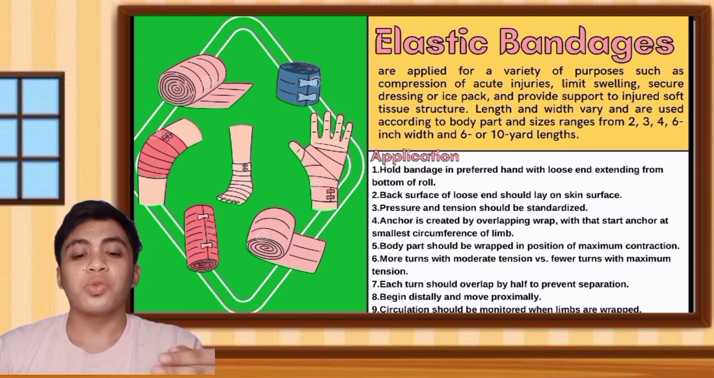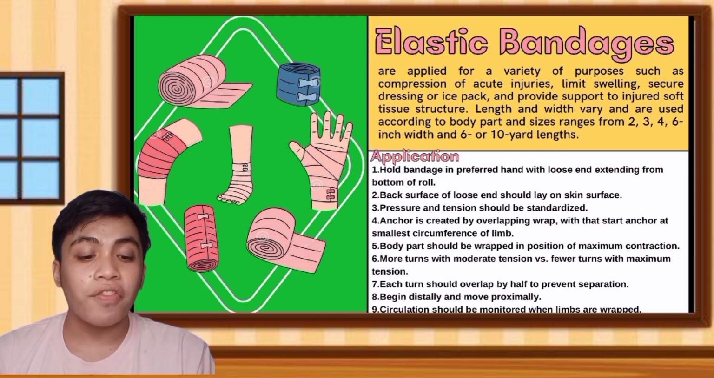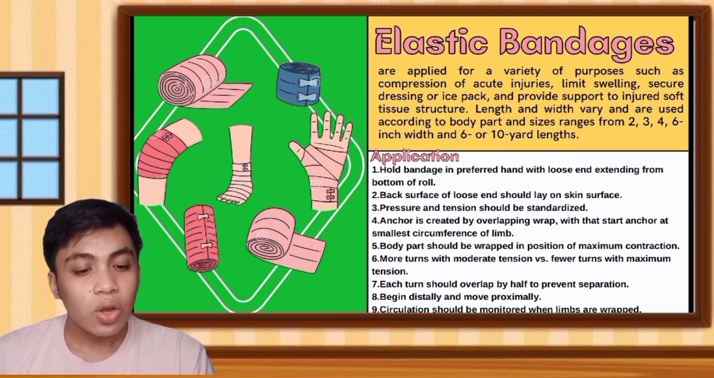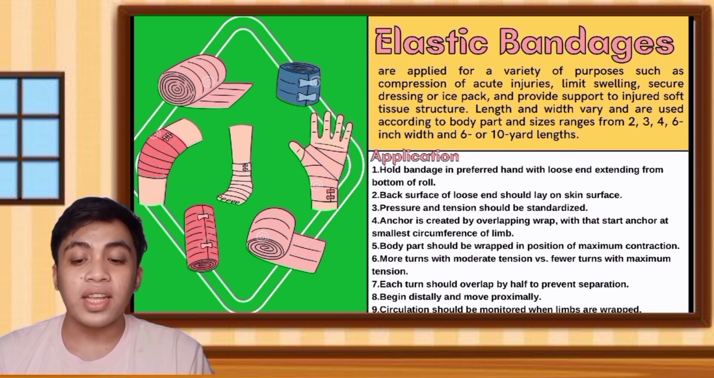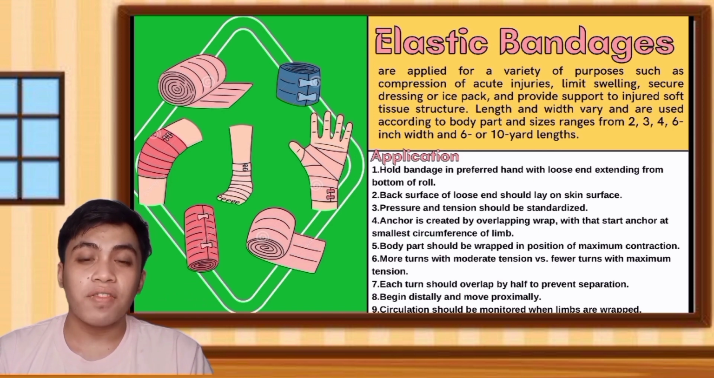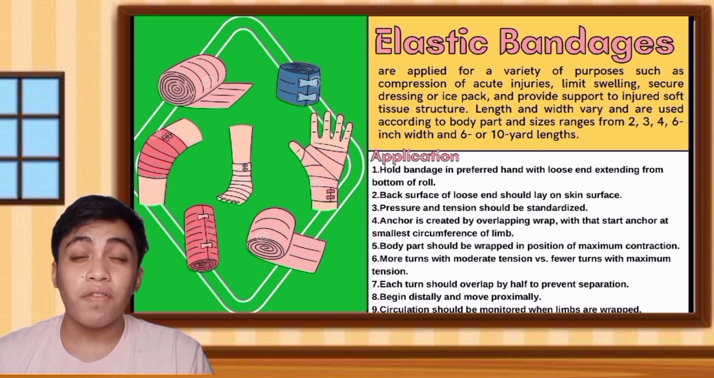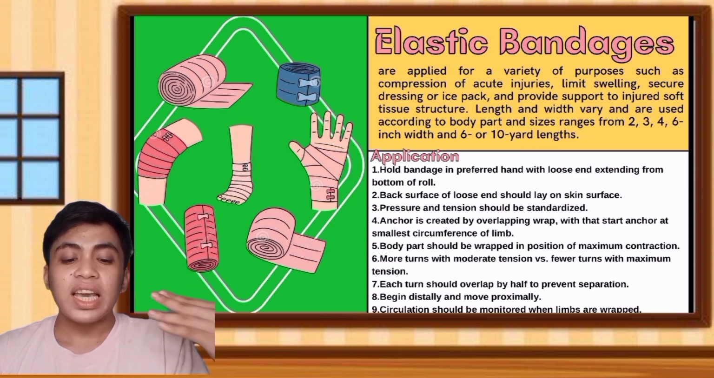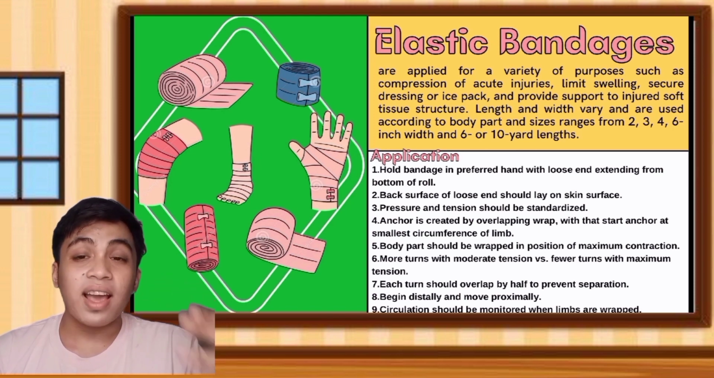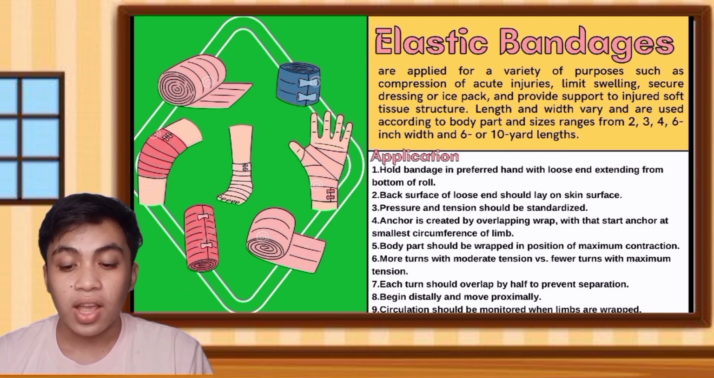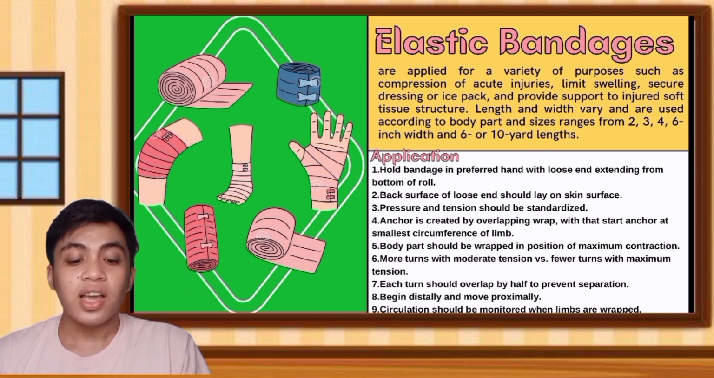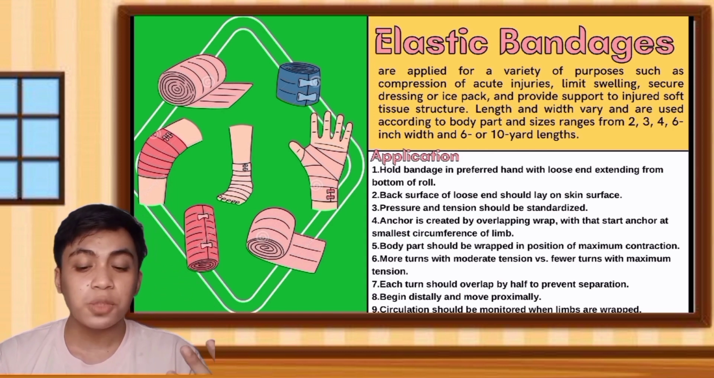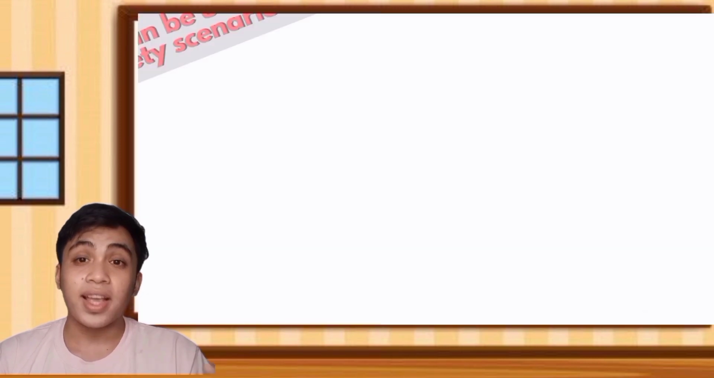Sixth, we should recognize the difference between more turns with moderate tension and fewer turns with maximum tension, depending on the size of the bandage, the size of the body, and the level of the injury. Next, remember that each turn should overlap by half to prevent separation. Then, begin distally and move proximally. And the last is, we should observe if circulation is present when the limbs are being wrapped.